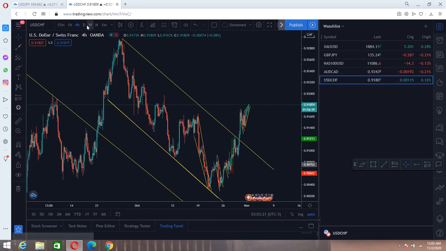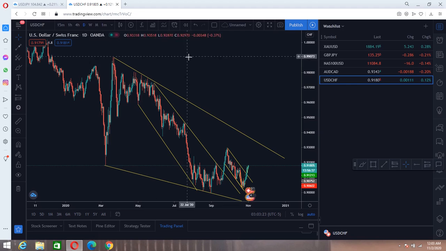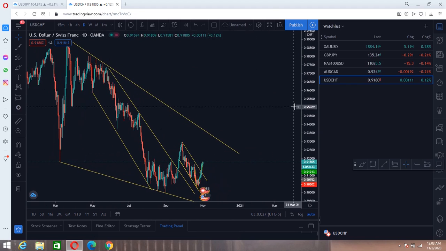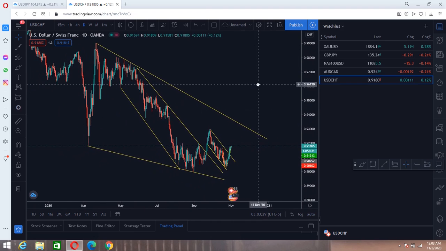As you remember, let me just go down to the daily. As you remember, I still have a continuation pattern to the upside for USDCHF. As you can see, this is the biggest structure. This is the first, second and third touch, and here is another continuation pattern, just to confirm that we're going to the upside. And here also is another continuation pattern to show us that we're going to the upside.